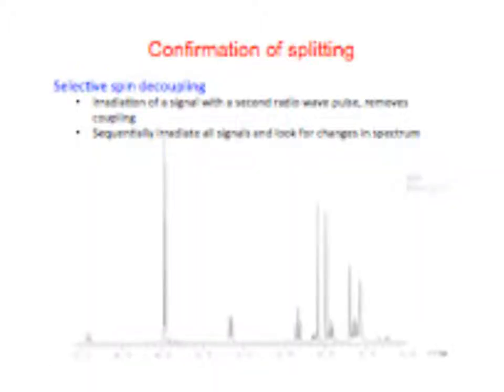Okay, so the last two experiments I wanted to talk about here on one-dimensional proton NMR. The first one is what I'm calling selective spin decoupling. What this involves is using a second radio frequency that you selectively place on top of one of the signals in your spectrum. It essentially, they use the word, saturates that signal.